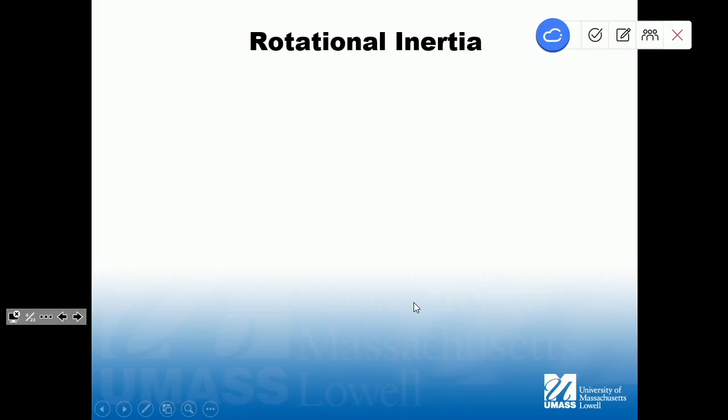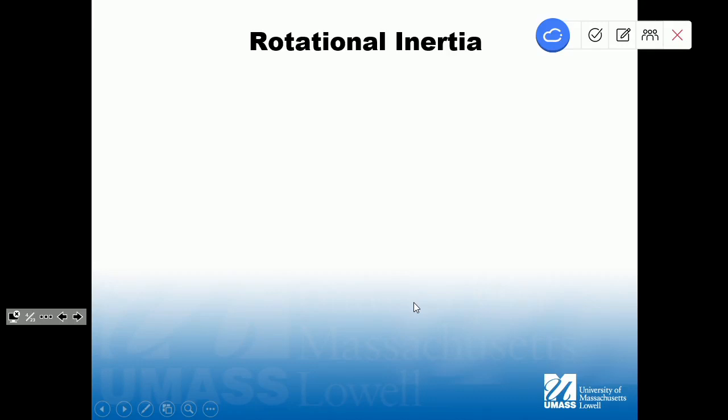The more mass it has, in general, the more rotational inertia it should have. If this was a more massive hammer, this process would have a lot more inertia. Okay. So what matters is how this mass is distributed. What matters to rotational inertia is the distribution of the mass about the axis of rotation.